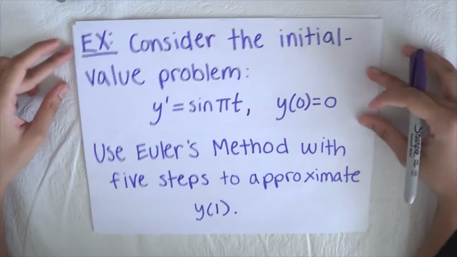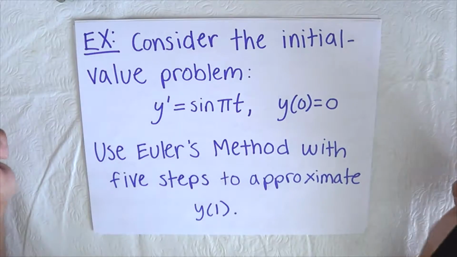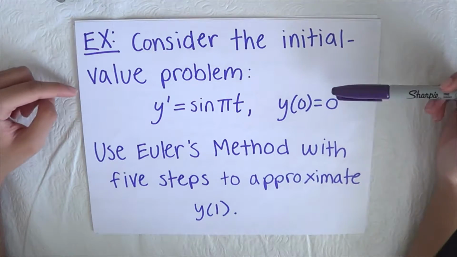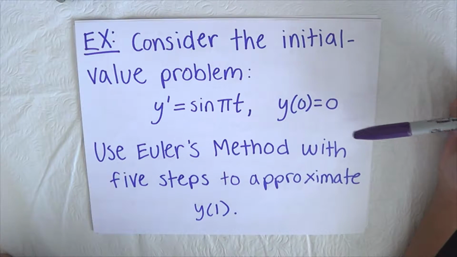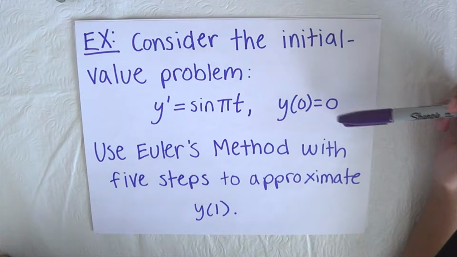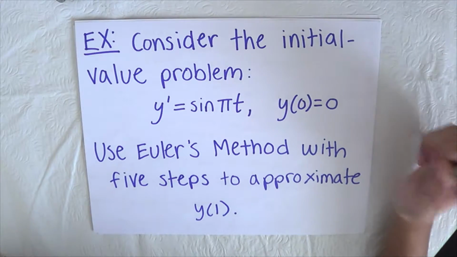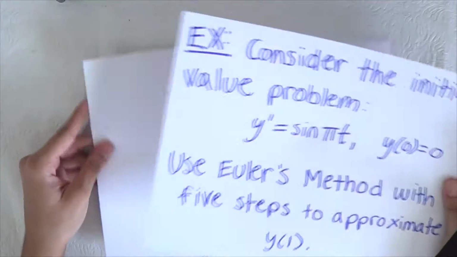Hey guys, so today we're doing another Euler's method example, so let's just look at what we have here. Okay, consider the initial value problem: y prime equals sine pi t and y of 0 equals 0. Use Euler's method with 5 steps to approximate y of 1. Let's write out what we know.